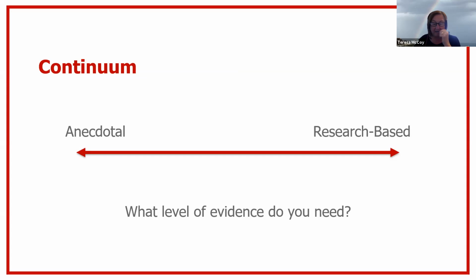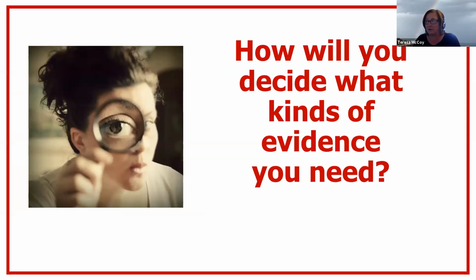A lot of that is driven by where you're at on that continuum. What's the level of evidence you need? Do you need some hardcore research evidence to take to funders or others? Or do you just need some snippets from appreciation letters or emails that you want to be able to use to help describe your program a little bit? On both of those, we're going to talk about how that's gathered. What are the methods? And we're going to talk about how you can decide what kinds of evidence you need.